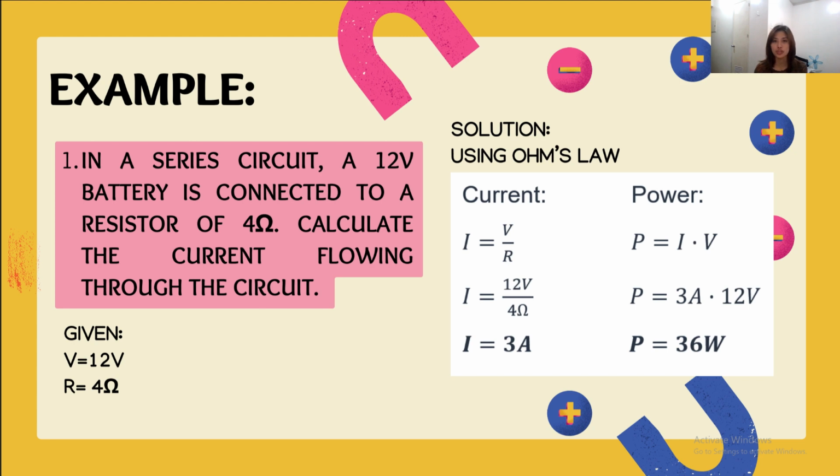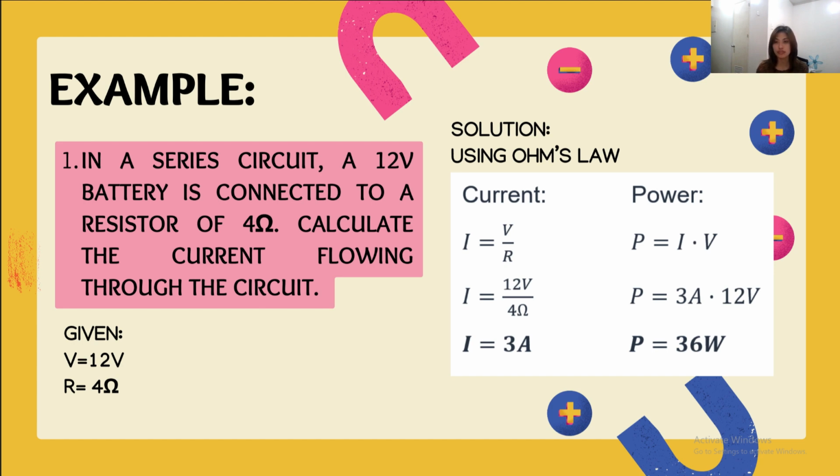And the solution is, we will be using the Ohm's law. So, for the current, we have the formula, current equals voltage over resistance. And the current equals 12 voltage over 4 ohms. So we will be having the result of current equals 3 amperes.